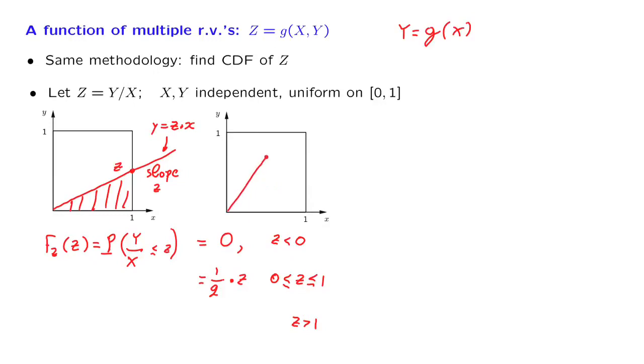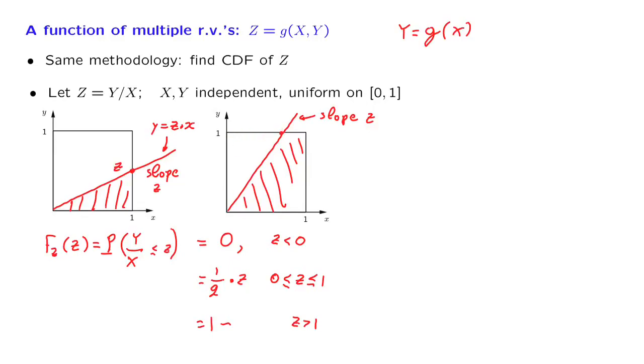If we draw a line with slope, again, little z, because little z is bigger than 1, it's going to intercept this side of the rectangle. Now, the event that y over x is less than or equal to little z is again the event that the pair xy lies below this line that has a slope of z. So all we need is to find the area of this region. One way of finding the area of this region is to take the area of the entire unit square, which is equal to 1, and subtract the area of this triangle.